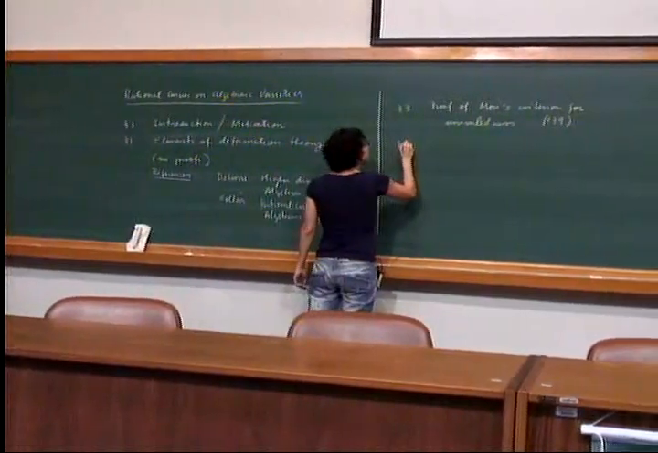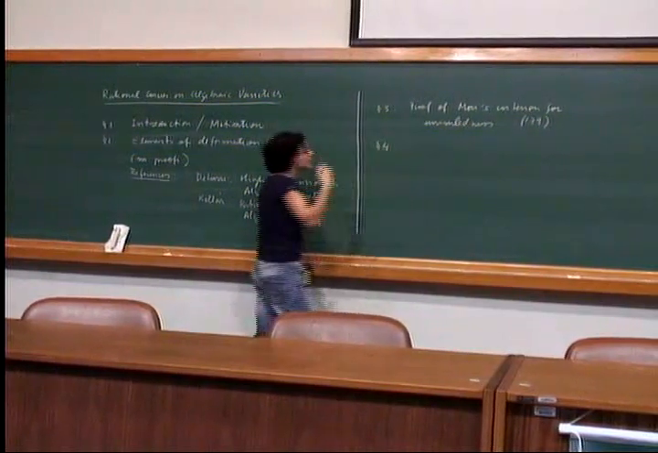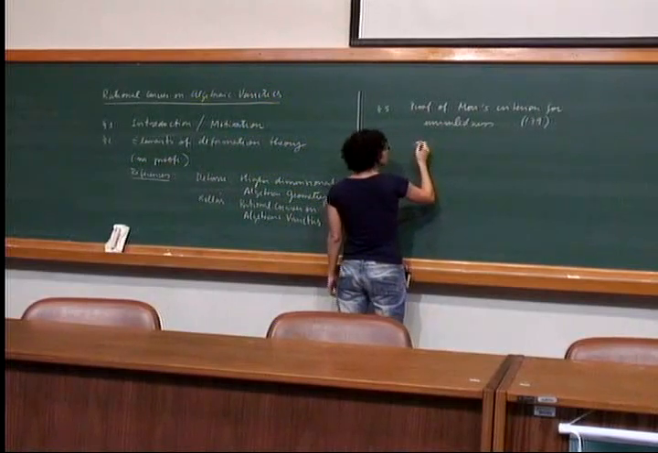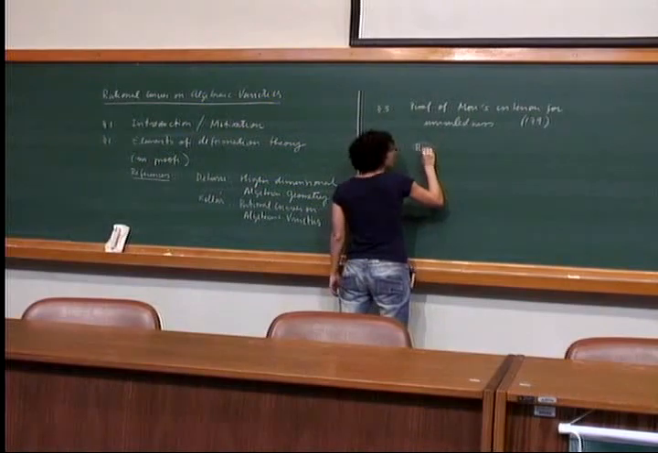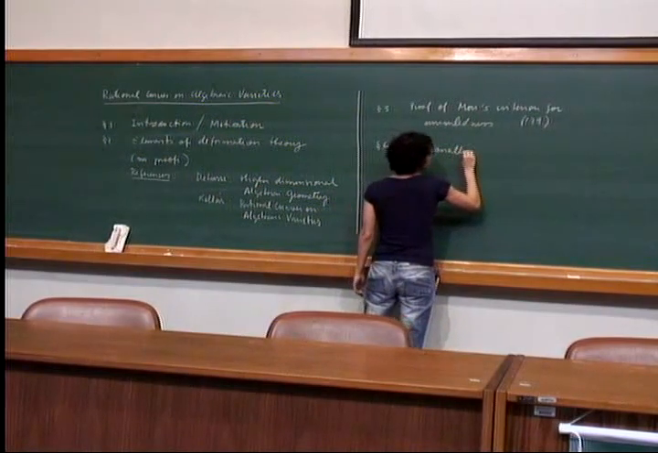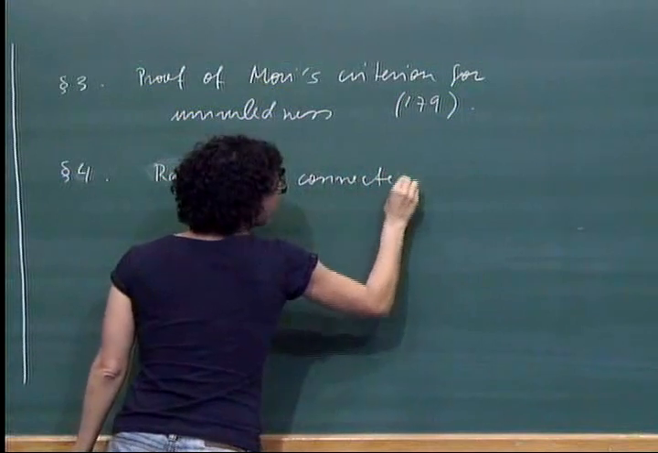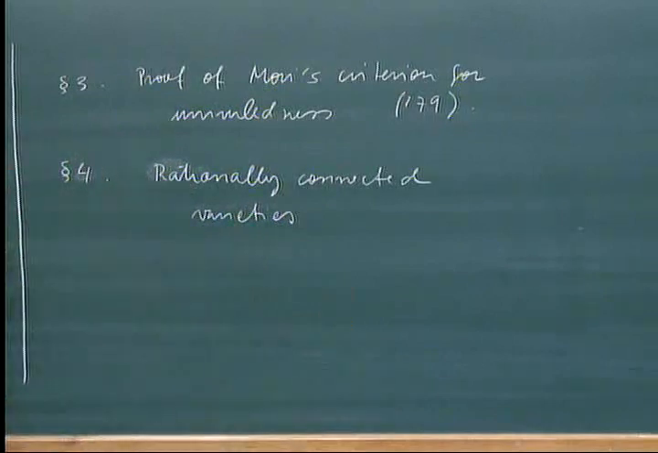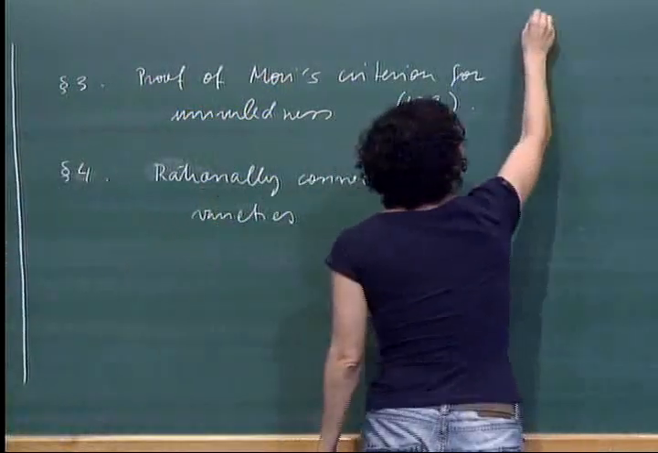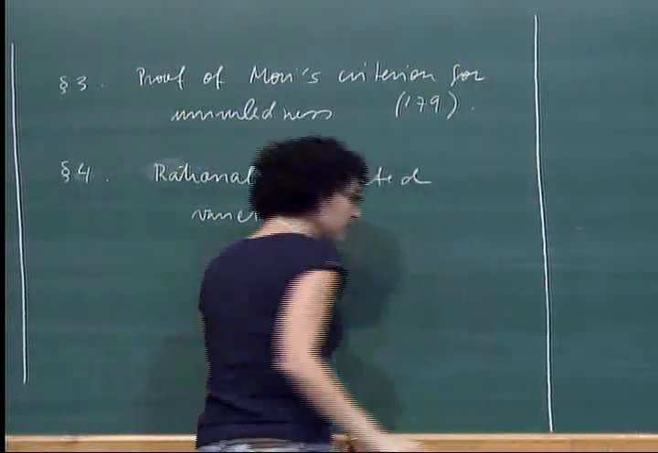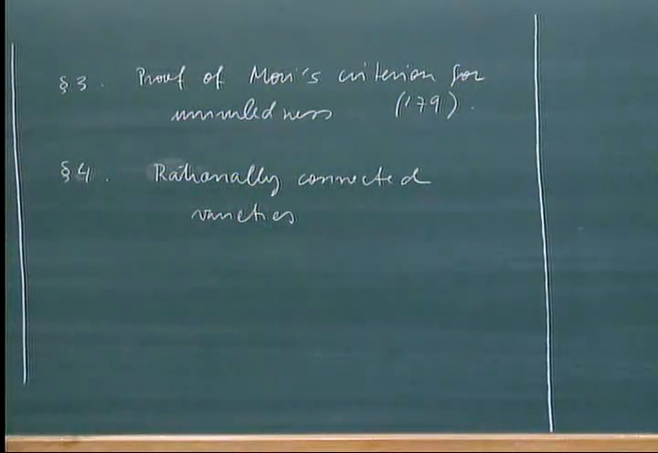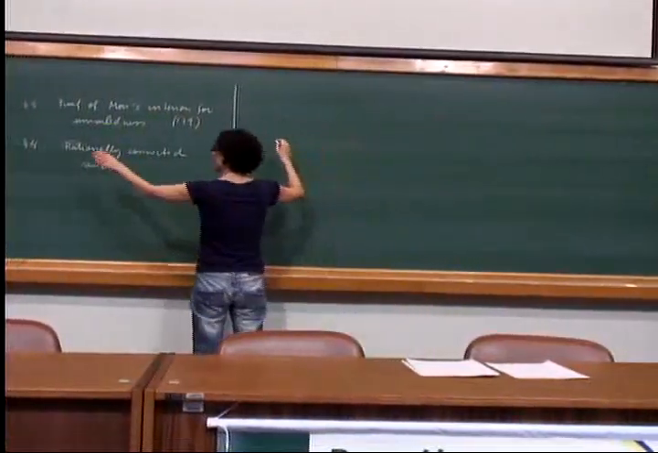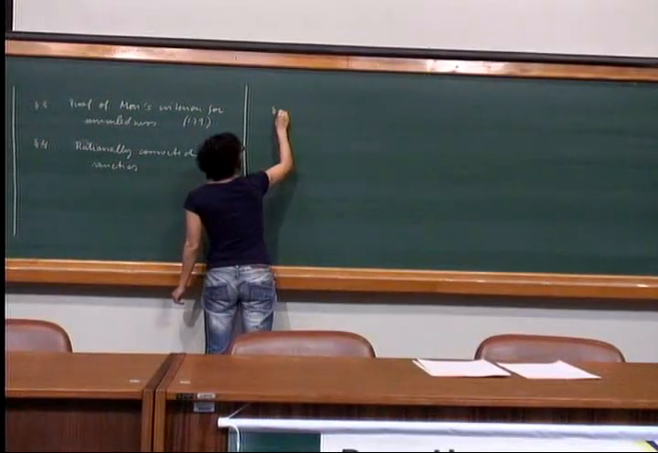And then finally, if there is enough time, I would like to discuss the more modern and very important notion of rationally connected varieties. This is only if I have time, and I will just explain some aspects of this theory. Okay, so let me start. Today we will start with part 1 and then start part 2.